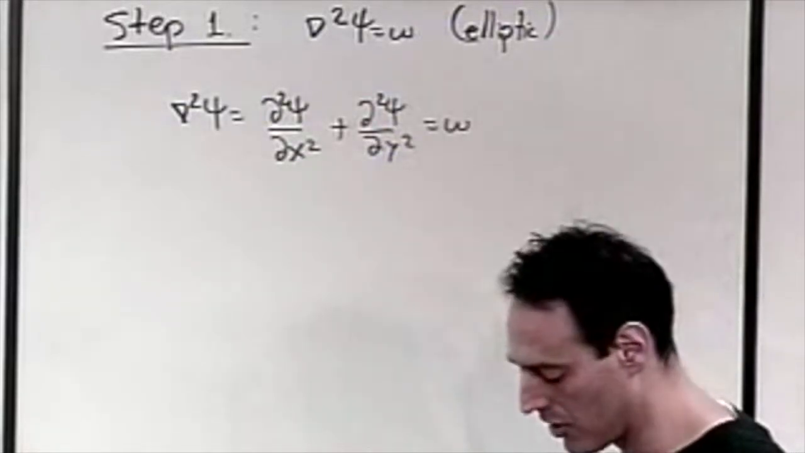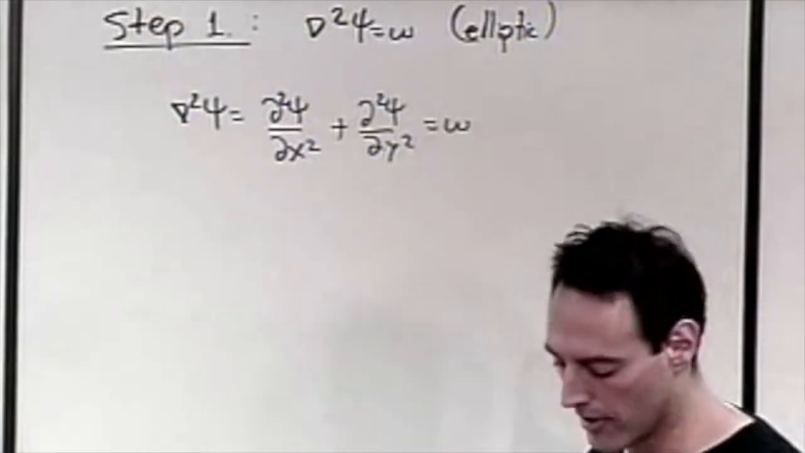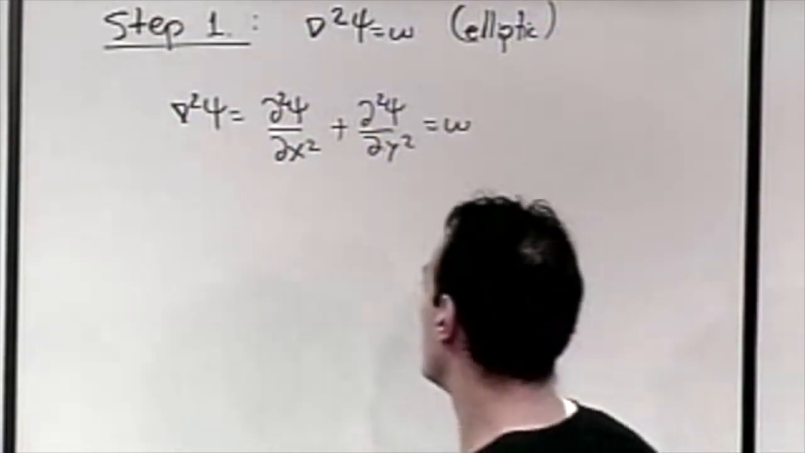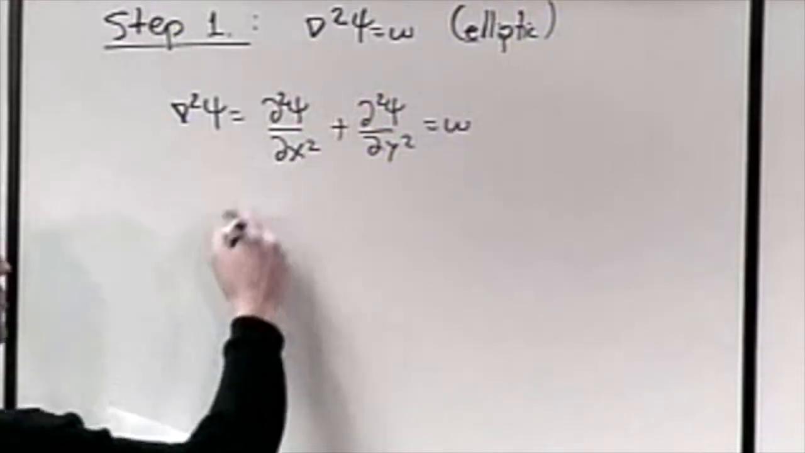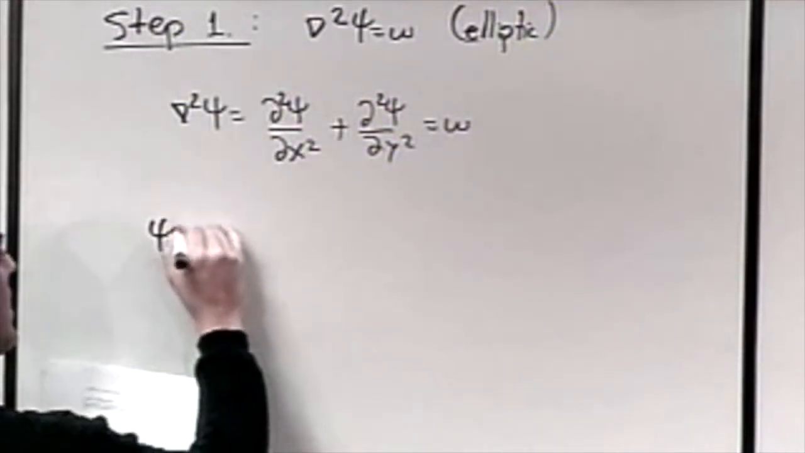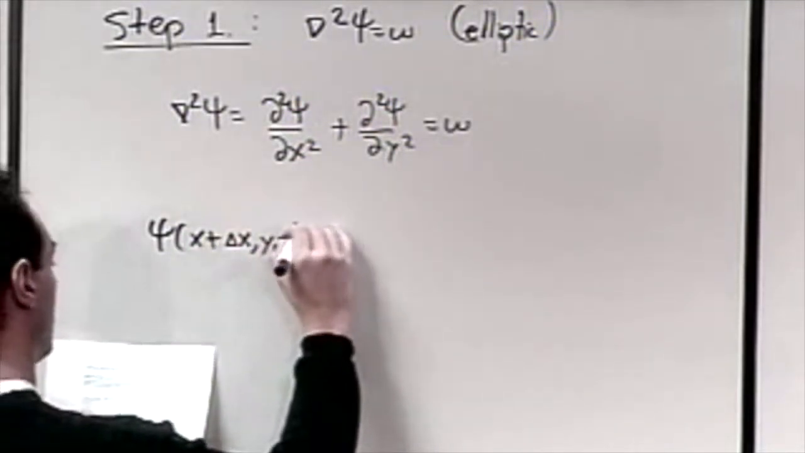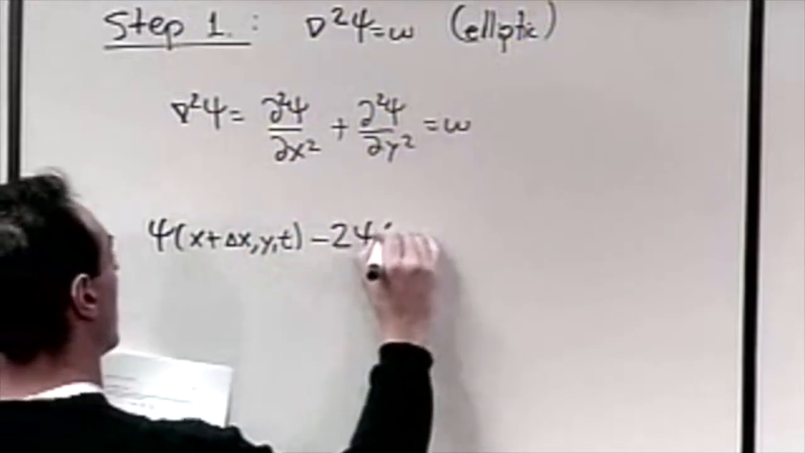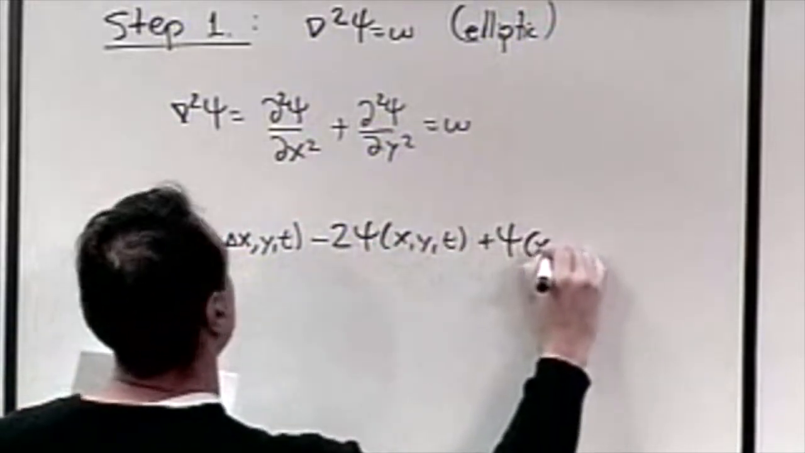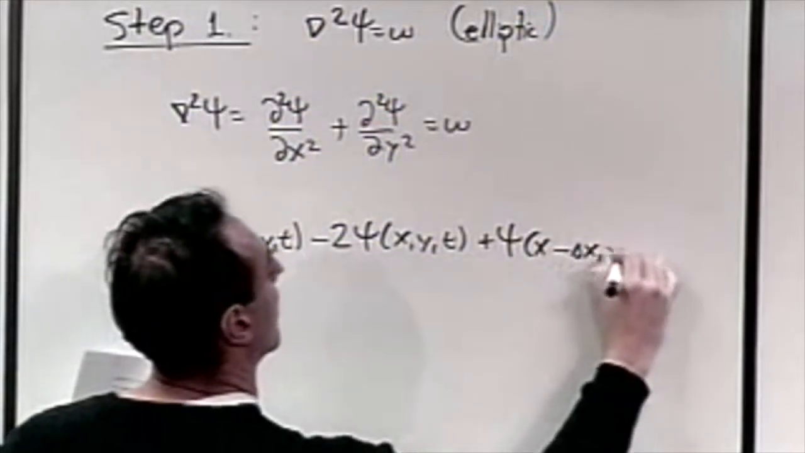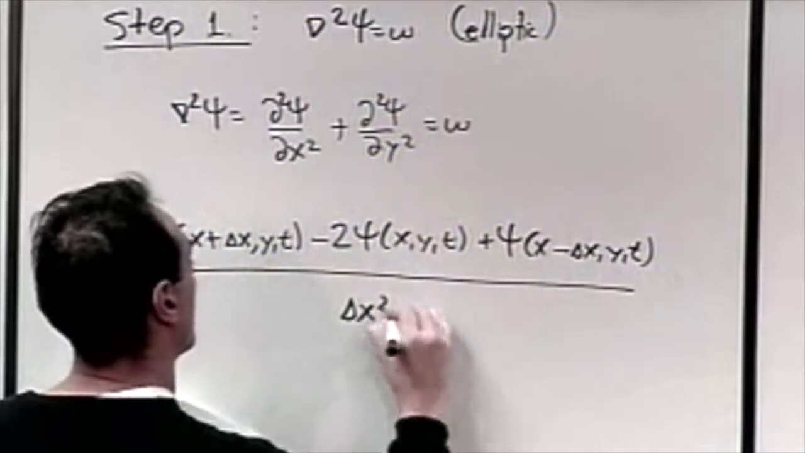And what I'm going to do here is concentrate on saying, okay, let's discretize this. What is the second derivative? Well, if you were to use your Taylor expansions, the second derivative in x simply came out to be psi of x plus delta x, y, t, minus 2 psi of x, y, t, plus psi of x minus delta x, y, t, all over delta x squared.